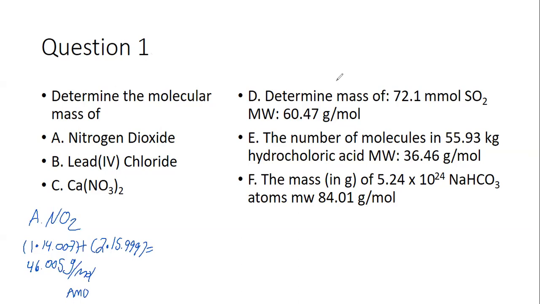So B and C are determining the molecular mass. And then D, E, and F, we're going to use molecular masses to figure out some stuff. So I'll just do D because D is different. So D, what is the molecular mass of 72.1 millimolar SO2 if the molecular weight of SO2 is 60.47 grams per mole?